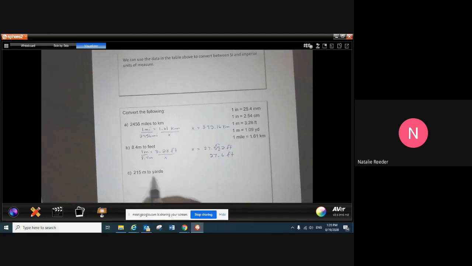Next example is meters to yards. So let's find the one that we want to use. Meters to yards is right here. 1 meter is equal to 1.09 yards. They are giving us 215 meters, so we write that under the meters, and we want to find out how many yards that is. Cross multiply. x times 1 is x, and 215 times 1.09 is 234.35 yards. Just like that.